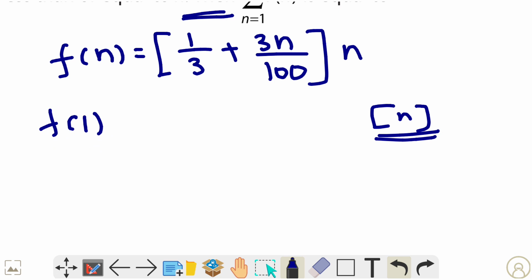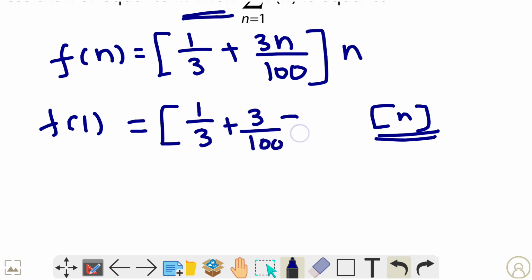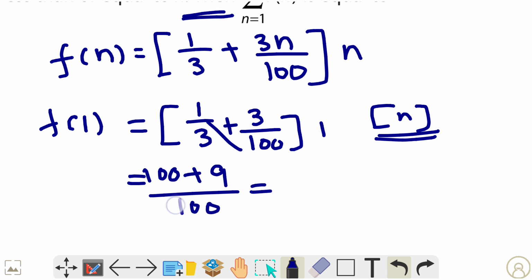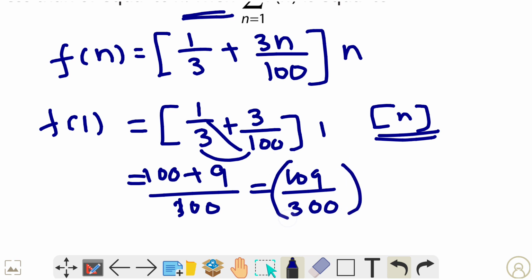I am going to find f of 1. So for 1, that is 1 by 3 plus 3 by 100 into 1. You have to cross multiply: 100 plus 9, 3 threes are 9, divided by 100, 300, that is 3 into 100, 300. So 109 divided by 300, into 1 because 1 is there. So this is 109 divided by 300, it will come to 0 point something.